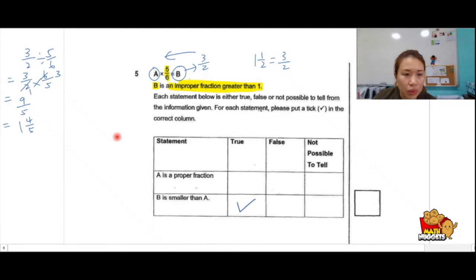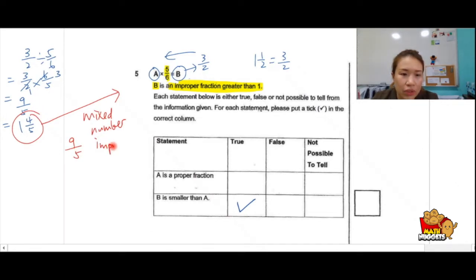Whether A is a proper fraction. So if you look at what I have here, this isn't a proper fraction, this is a mixed number. Okay? And if I change it, it will actually be 9 out of 5, which makes it an improper fraction. So to say A is a proper fraction, that is false, not true.